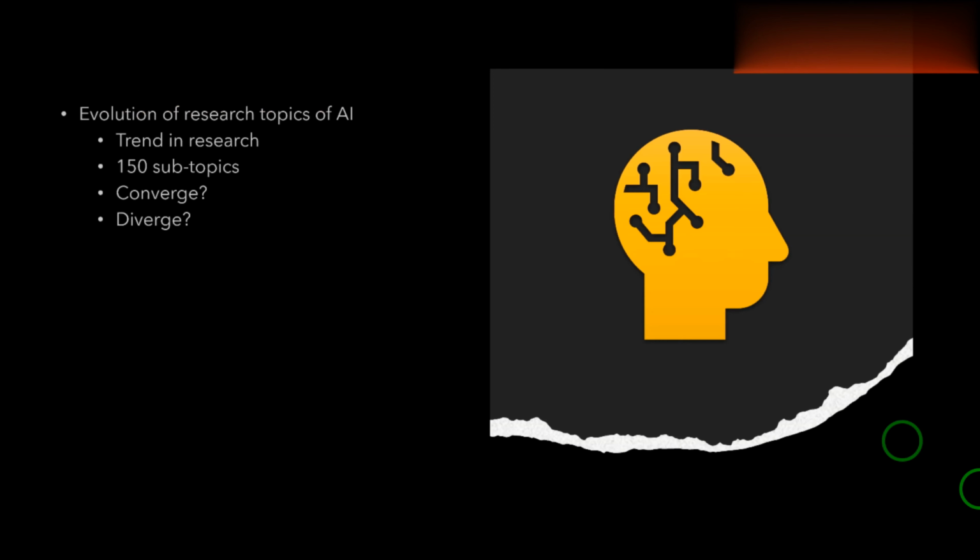In this paper, we focus on tracking the evolution of research topics of artificial intelligence. We selected AI because it's one of the most popular research areas, attracting most researchers' attention nowadays. We propose a method based on topic embedding, and 150 subfields of AI are considered the topics under study. And as a result of this paper, we indicate which topics of AI have become converged or diverged.